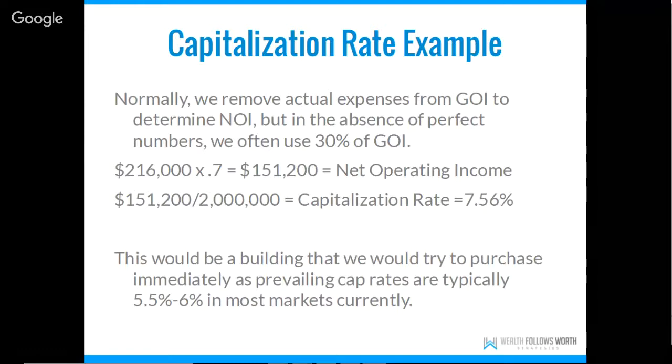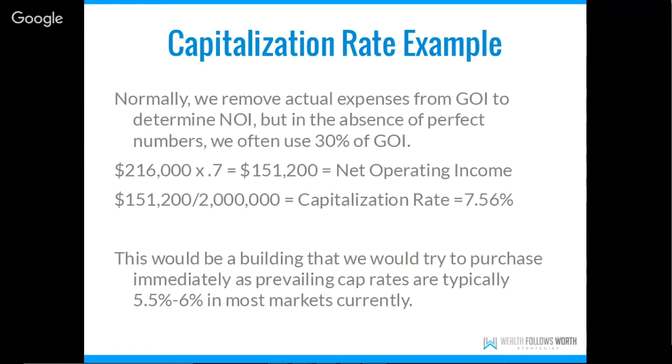Now, I say whopping in that case because traditionally 7.5% is a pretty good market if you're not in a cash flow market like the Midwest or some of the other places that have higher rates of return. But this would be a building that we would try to purchase immediately in most markets across the country, because the prevailing cap rates in most markets right now are typically 5.5% to 6%. So if you find a property with a higher cap rate, what that means is you're getting a higher rate of return based on the current sales price.